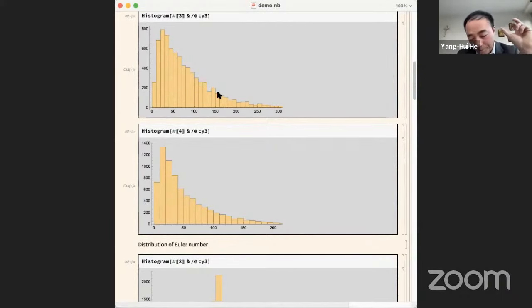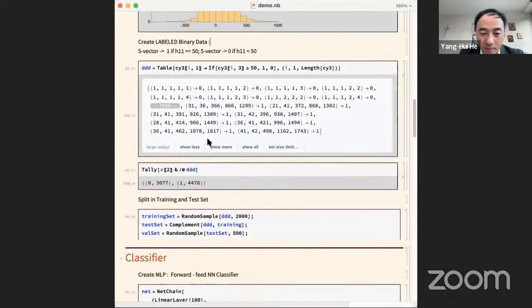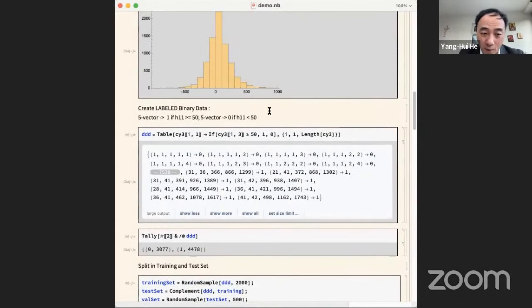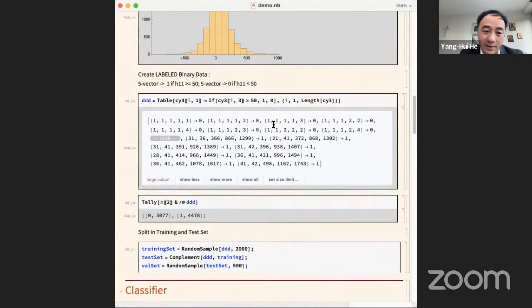Of course, even in such a case, this is why we need to do precision and confidence tests, because the confusion matrix will show that it's not as diagonal as you wish. But I'm going to make a binary classification of H11 bigger than or equal to 50 versus less than 50.